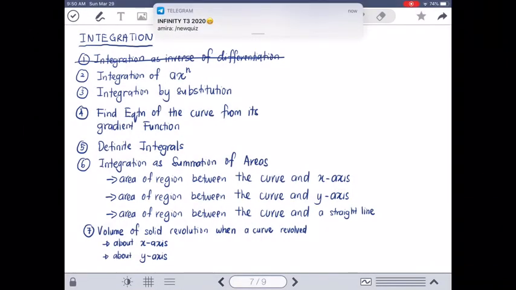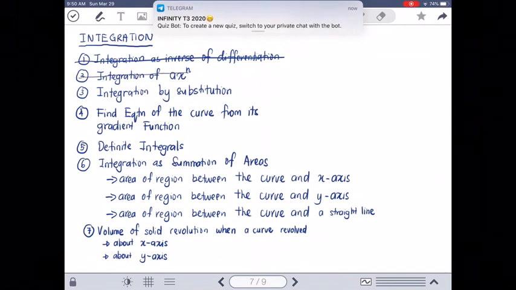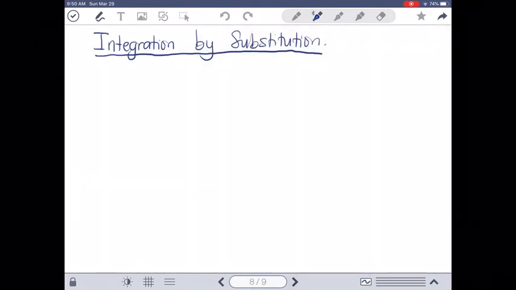Now we have done integration of ax to the power of n. So after this, in the next video, we are going to cover integration by substitution.